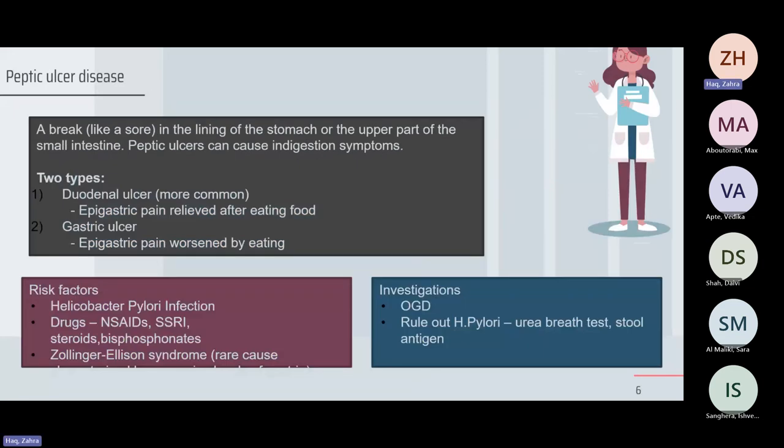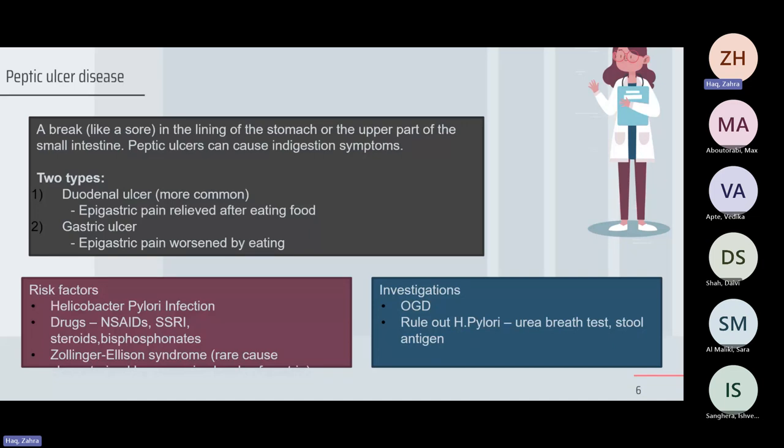Okay, so moving on to peptic ulcer disease now. As we kind of know, an ulcer is like a sore, and these are in the lining of the stomach or the upper part of the small intestine. There are two main types, really. The most common one is the duodenal ulcer. And the pain classification is very important for exams.